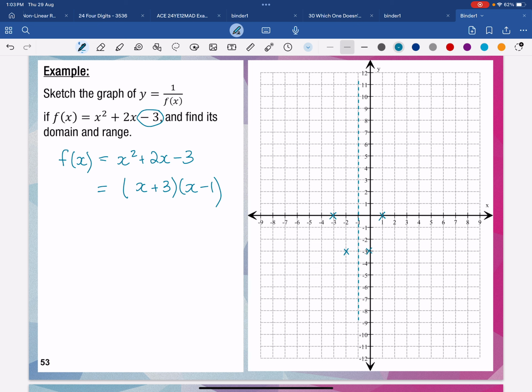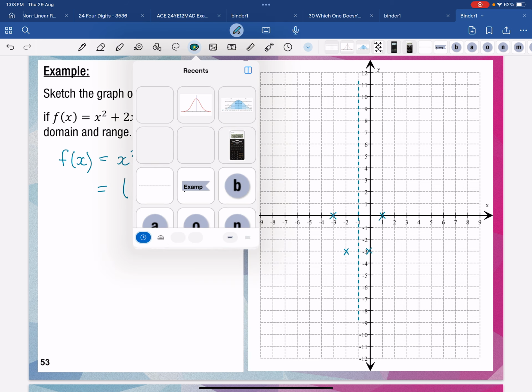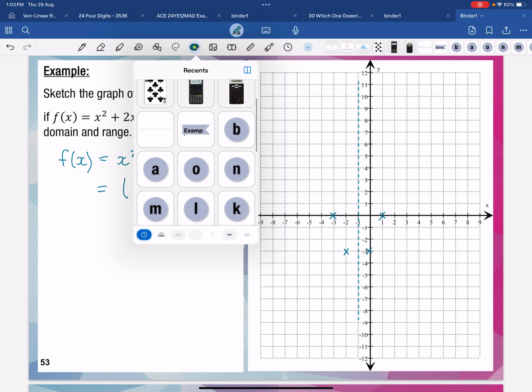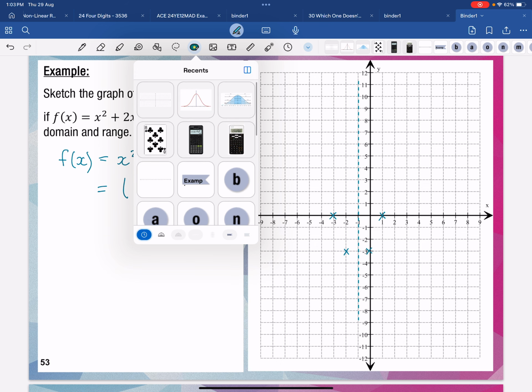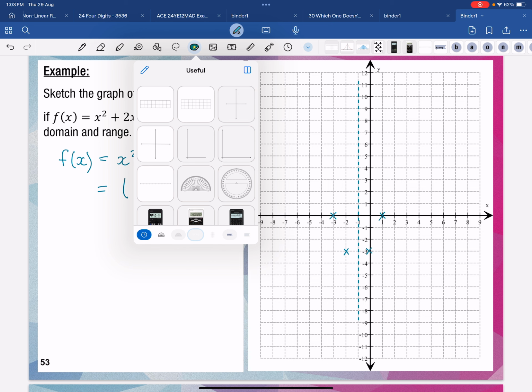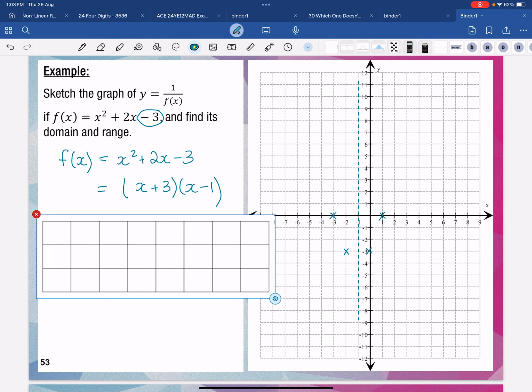But because I can't get the class pad working here quite yet, let me see, what do I want? I want a 3-way table, and I've got to go look it up. That's annoying. There it is. There's my 3-way table.